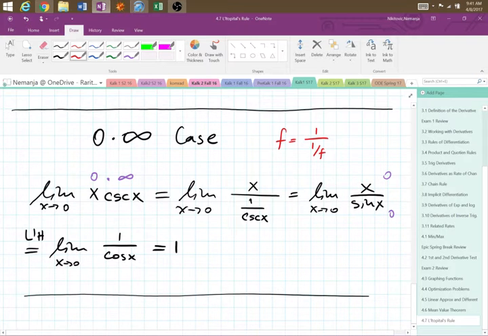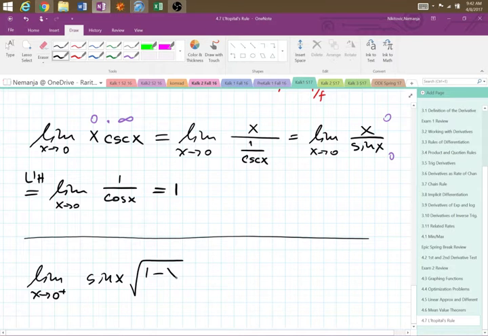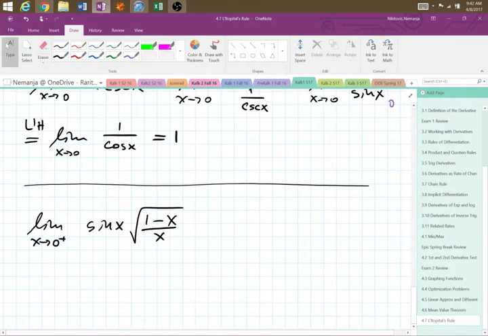Let's see another example that you might like. Okay. So let's see this one. It says the limit as x goes to 0 plus, meaning from the right, of sine x times the square root of 1 minus x over x. Beautiful, right? How much is sine of 0? Excellent. So you have 0 times infinity.